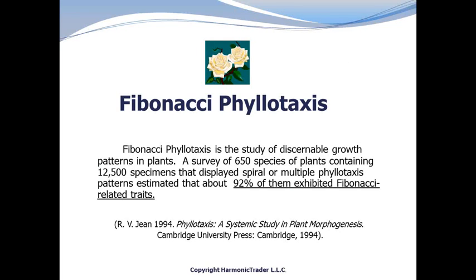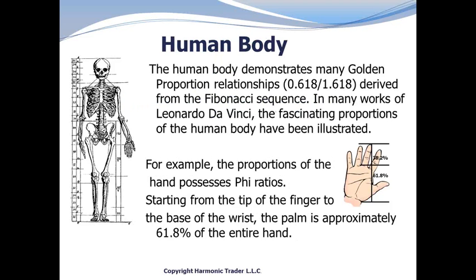Fibonacci phyllotaxis. Fibonacci phyllotaxis is the study of discernible growth patterns in plants. A survey of 650 species of plants containing 12,500 specimens that displayed spiral or multiple phyllotaxis patterns estimated that about 92% of them exhibited Fibonacci-related traits. This is essentially just yet another example of nature exhibiting Fibonacci traits in its growth cycles.